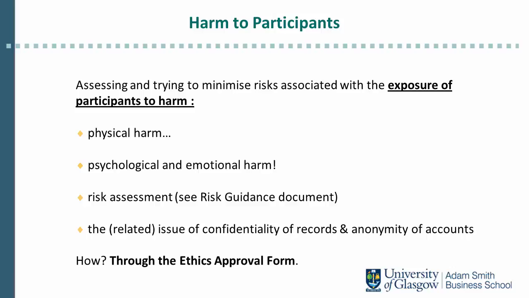The risk assessment document included alongside the other ethics approval forms on the university website will be able to guide you through the types of harm and ways to mitigate those risks. There is also the issue of confidentiality of records and anonymity of accounts that can also be put down to this principle of harm to participants. And the way to mitigate against those risks is, apart from reading the risk guidance document, to fill in the ethics approval form with great care and consideration to these principles.